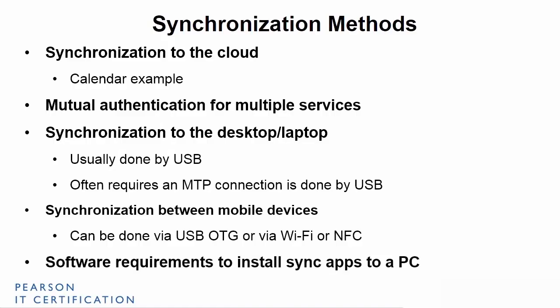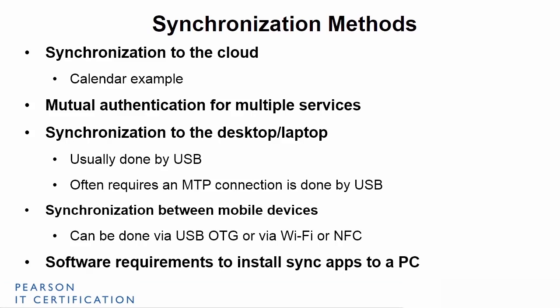And lastly, software requirements to install synchronization apps to a PC. You're going to need to make sure that you're running the right version of Windows. Most of these programs nowadays will say Windows Vista or higher. As of the recording of this video, that is what they'll say, Windows Vista or higher, because Windows XP support has ended with Microsoft. So generally, you'll see Vista or higher. And it's recommended really that you have 7 or 8 or 10. That way you can easily install the program.